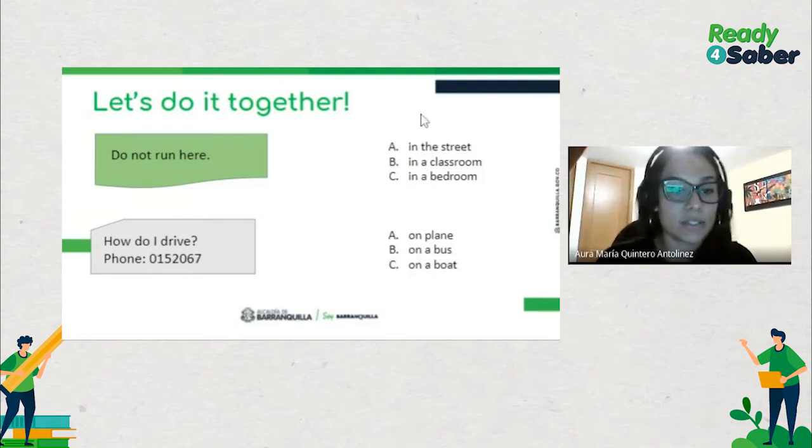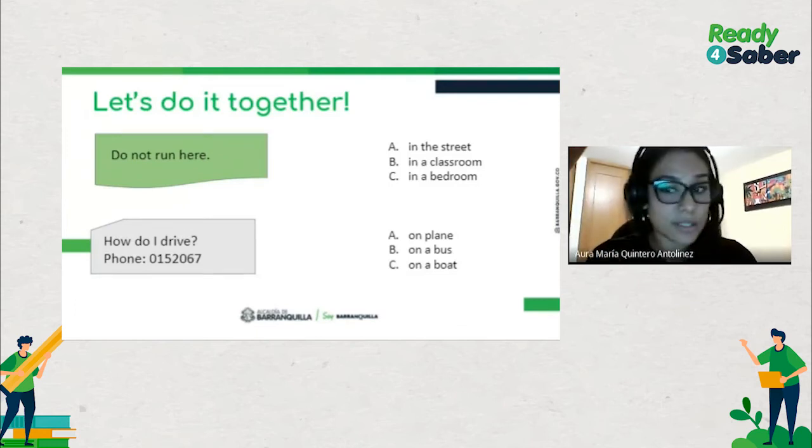Let's see. Do not run here. In a street, in a classroom, or in a bedroom.